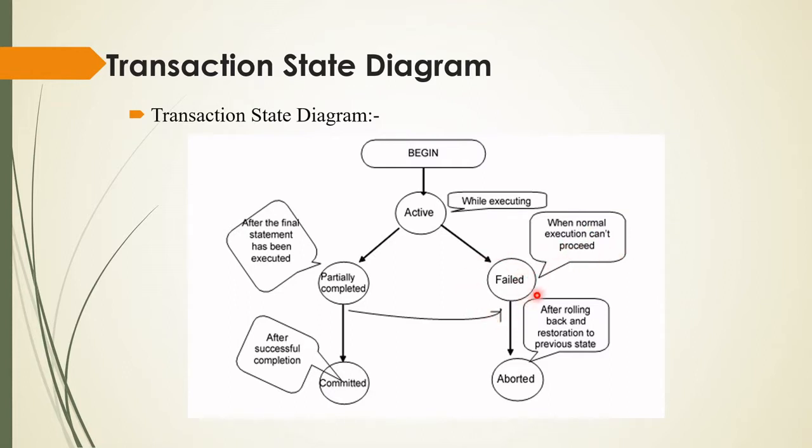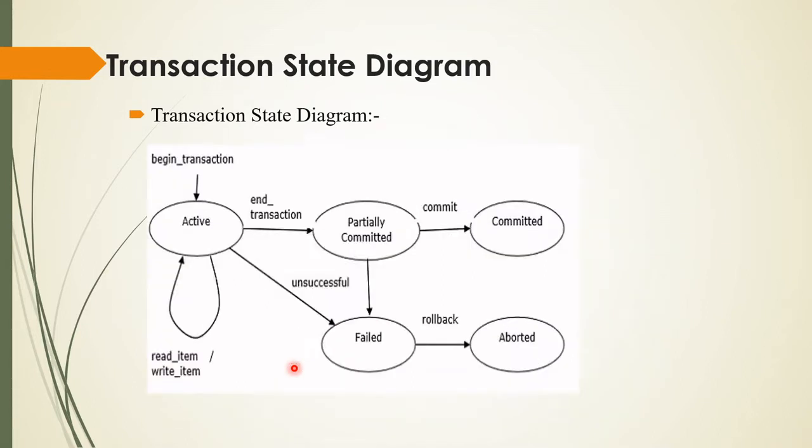If our transaction has failed, then we are in the aborted state, that I have explained in the previous lecture, after rolling back and restoration to the previous state. So our execution begins over here. When we are in the executing phase, we are in the active phase. If our transaction fails, then it is in the aborted state. If our transaction is in the active phase, after that it is partially completed, and when it is successfully completed, it is in the committed state.